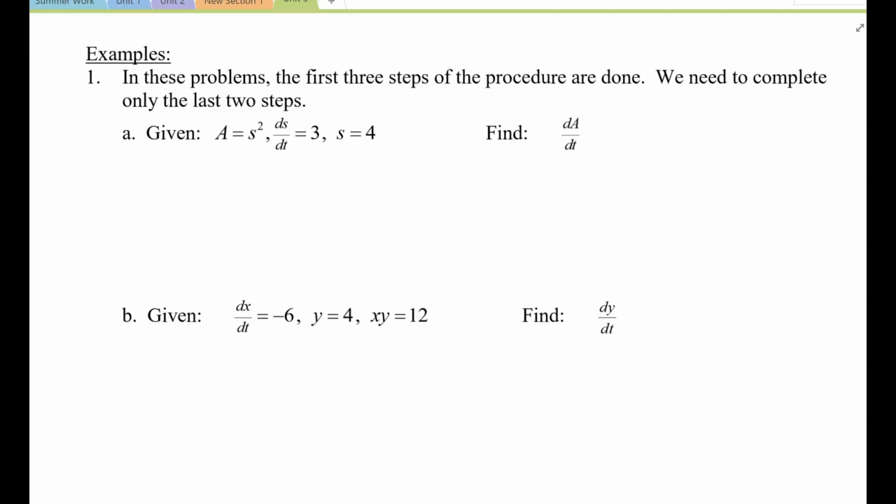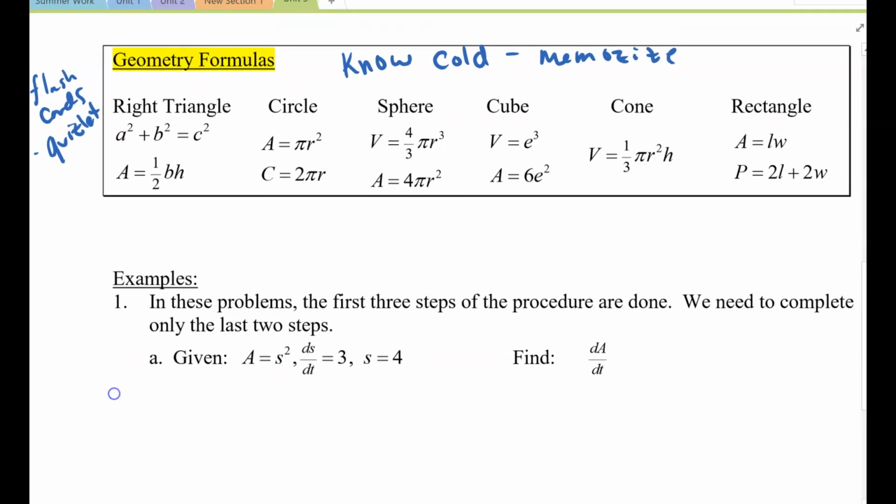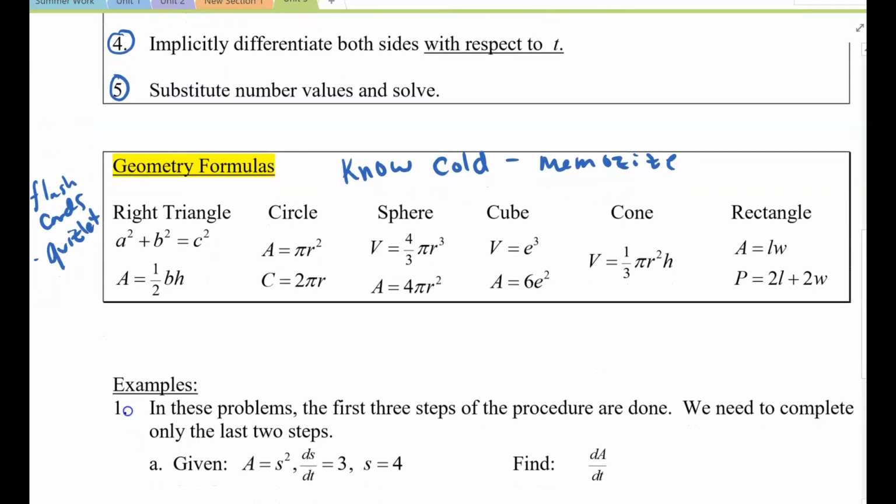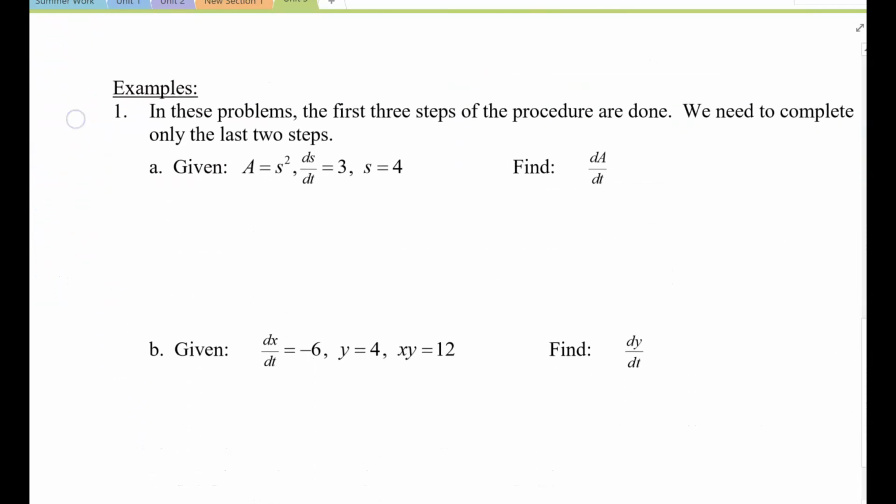They want you to find dA/dt. Okay, so step 4: if I have my givens and I know what I want to find, we're going to implicitly differentiate both sides with respect to t. So if I do this, dA/dt, I just took the derivative of A with respect to t. That's why t is on the bottom.